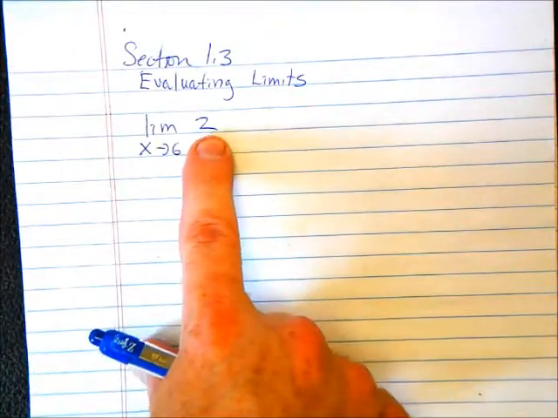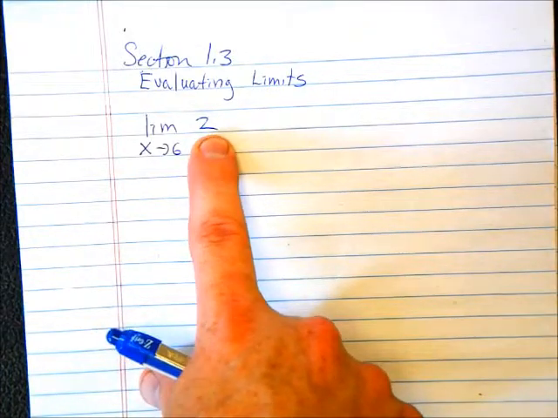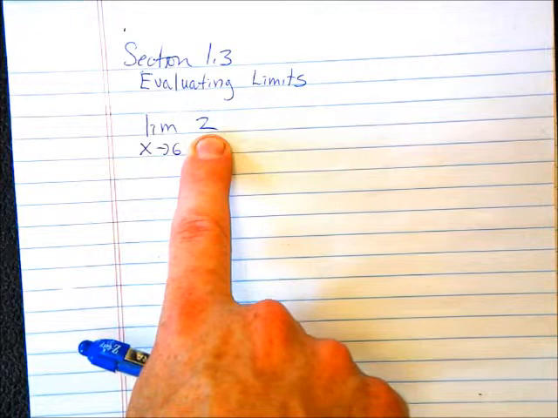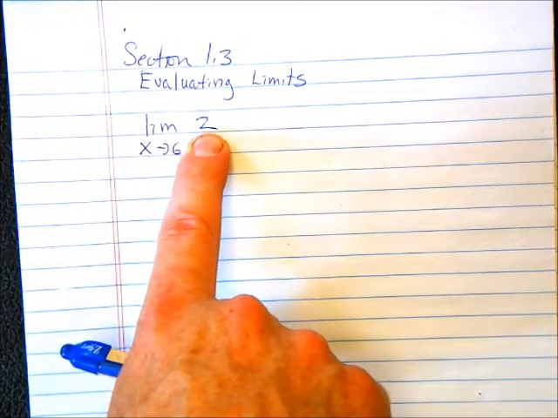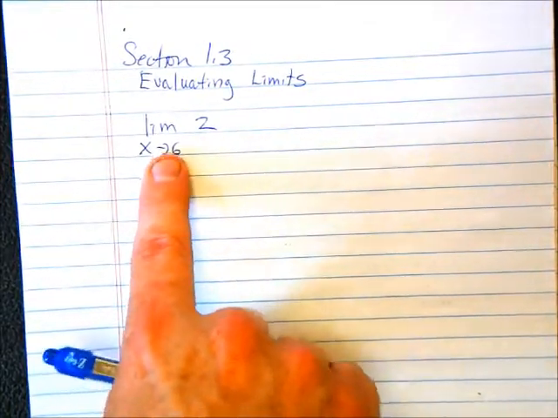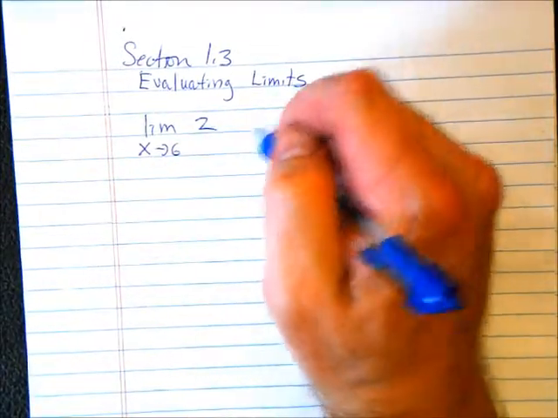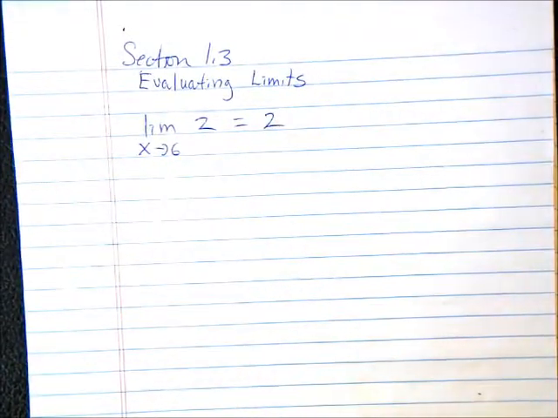This is a constant function. This says it doesn't matter what number x is. If x is 6, y is 2. If x is negative 37, y is 2. So does it matter what number I'm getting close to? No, I'm always going to get the answer 2, aren't I? That one's 2. That's all that first theorem says.